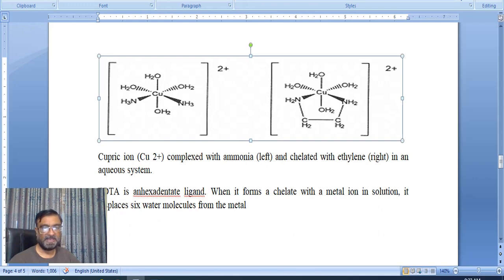The same is the case with EDTA. It is a good chelating agent. EDTA is a hexadentate ligand that can bind at 6 points. So when it forms a chelate with a metal ion in solution, it displaces 6 water molecules from the metal.